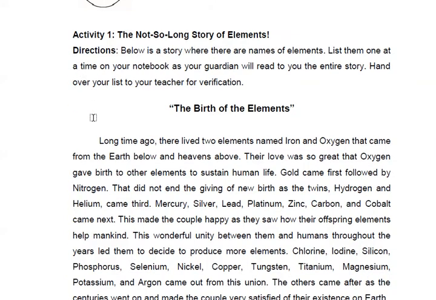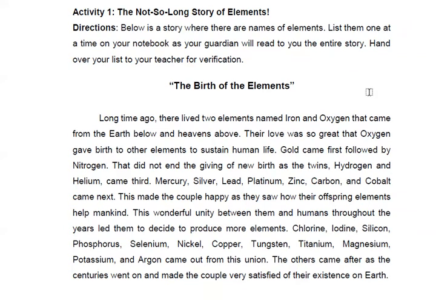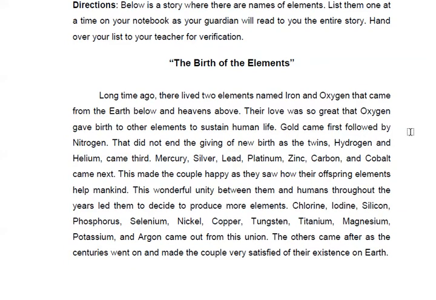Okay. The Birth of the Elements. Long time ago, there lived two elements named iron and oxygen, that came from the earth below and heavens above. Their love was so great that oxygen gave birth to other elements to sustain human life. Gold came first, followed by nitrogen. That did not end the giving of new birth, as the twins hydrogen and helium came third. Mercury, silver, lead, platinum, zinc, carbon, and cobalt came next. This made the couple happy as they saw how their offspring elements helped mankind.